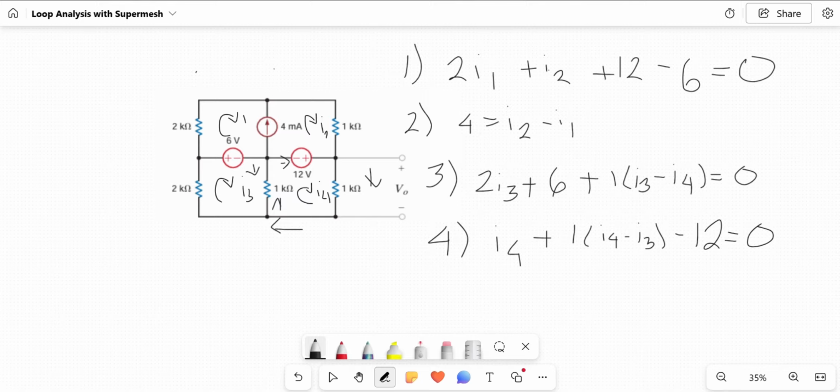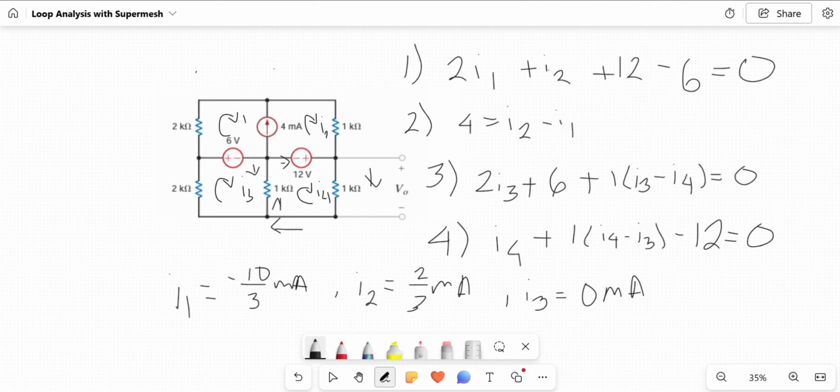So according to this, I1 becomes negative 10 over 3 milliamps. I2 becomes 2 over 3 milliamps. I3 is equal to 0 milliamps. Now, that does not mean that the current, for example, over here is 0. That just means that the current of the loop is 0. And I4 equals 6 milliamps.